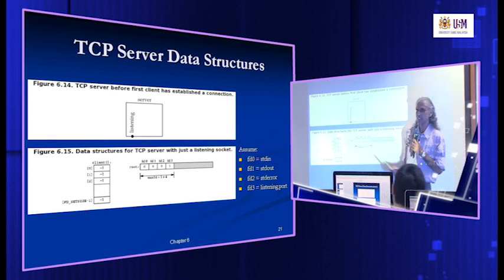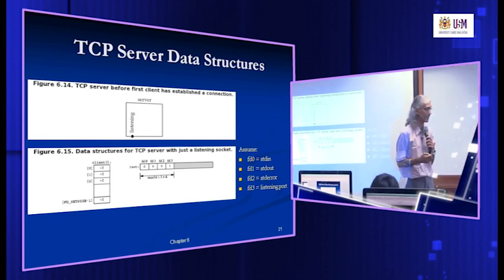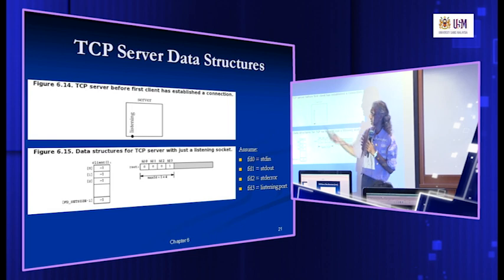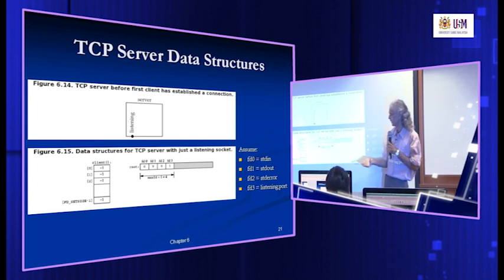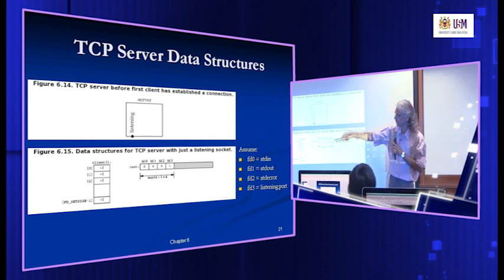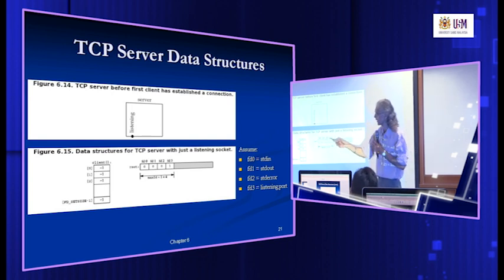Then we have RSET. RSET is basically to monitor the sockets on the server. Currently we only have one listening socket, which will normally be FD3. We set FD3 to 1, because out of these four descriptors, we want to monitor this particular one, which is the listening socket.